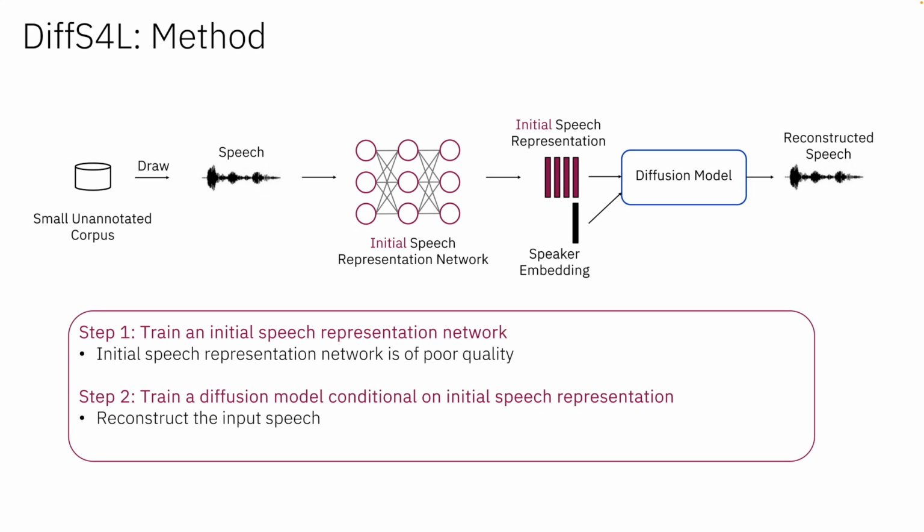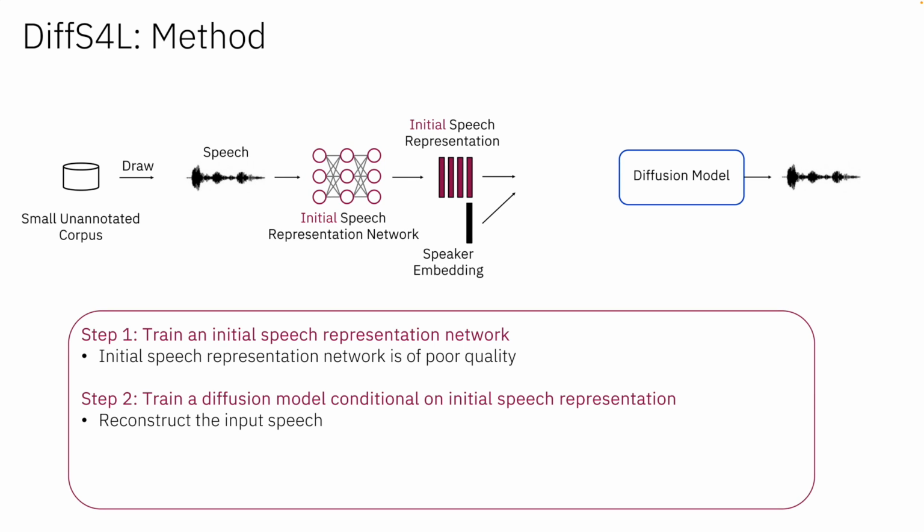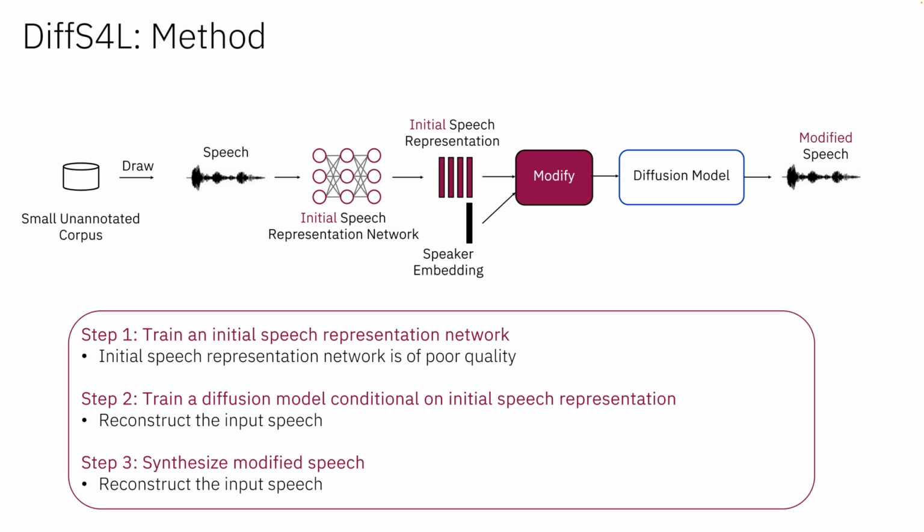After the diffusion model is trained, we can then use the diffusion model to generate synthetic speech. However, instead of directly feeding a speech representation and speaker embedding as is, we first modify them before they are sent to the diffusion model. In this way, we can generate a good variety of synthetic speech that is different from the original real speech. Therefore, the only remaining question is how we modify the speech representations.